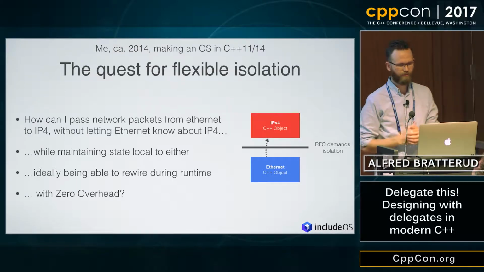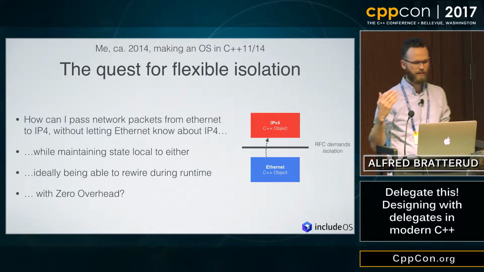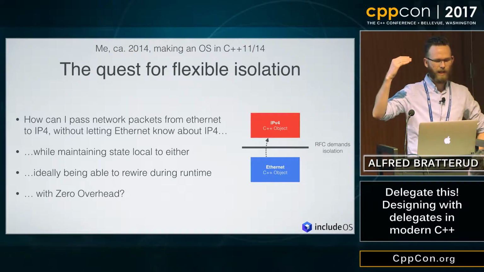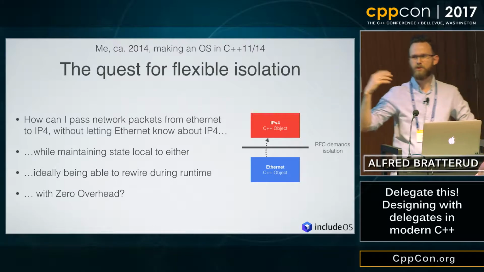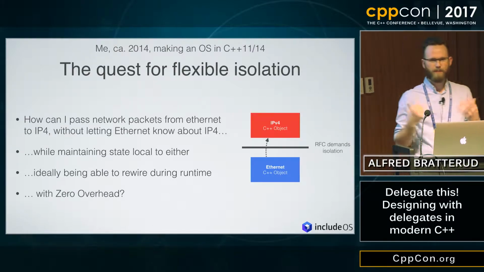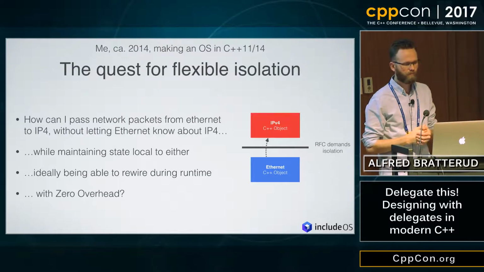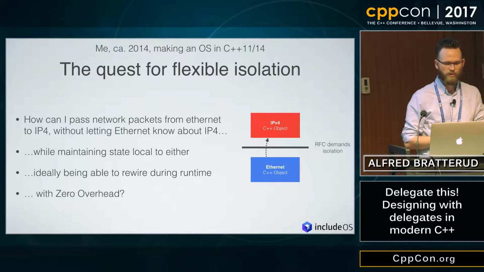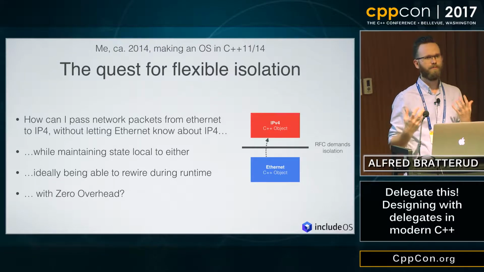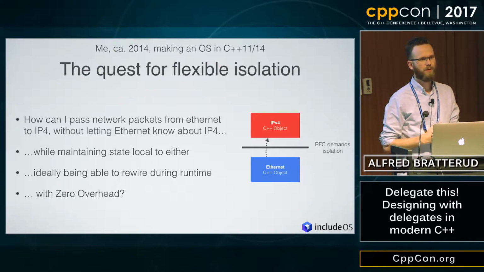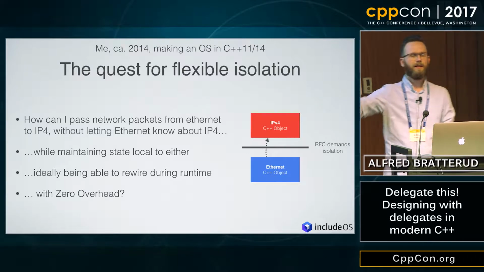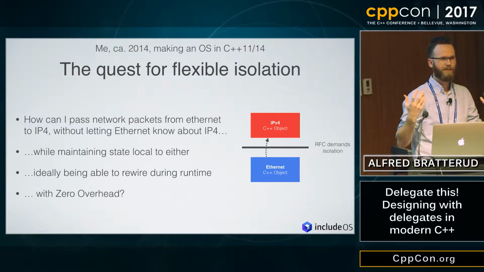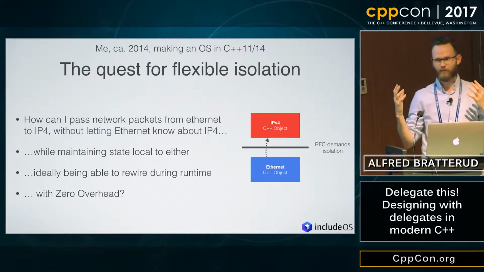So I was trying to fulfill all these requirements. How can I pass a network packet from Ethernet up to IP4? I don't want any of those classes to know about each other, because that makes it more flexible. I also need to have state in both. For example, I might have 4 or 5 IP stacks, so they can't be just a global. I just can't keep global state.